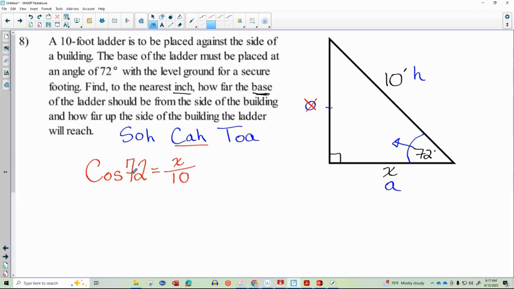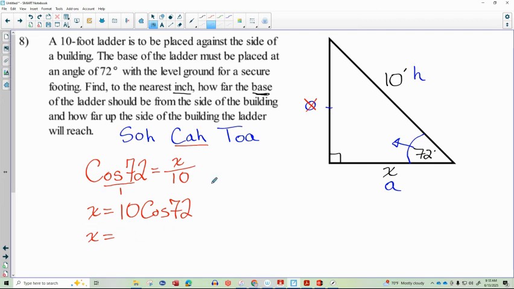Oh, look at this. This is a problem that has X on top. I like those because all I got to do is put this over 1 and cross multiply to get my X isolated. X times 1 is X. And 10 times cosine of 72 is exactly that. 10 cos 72.